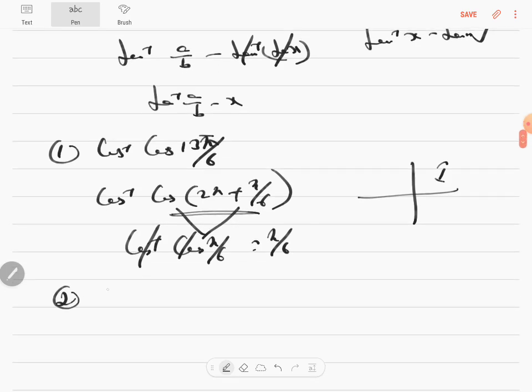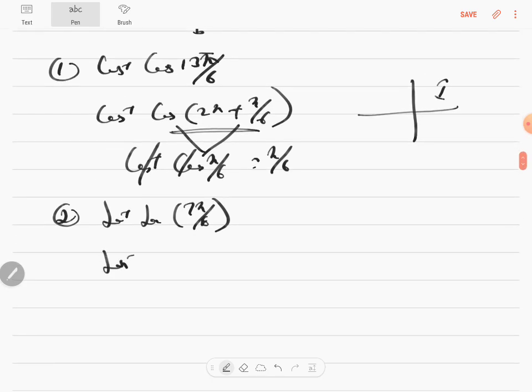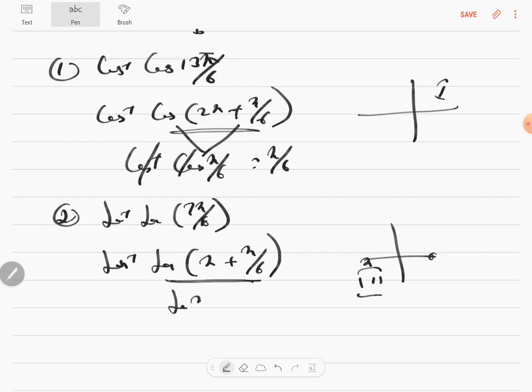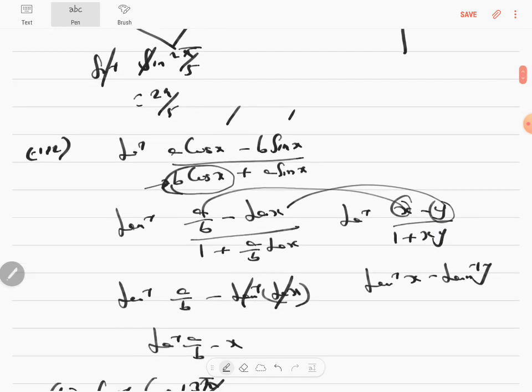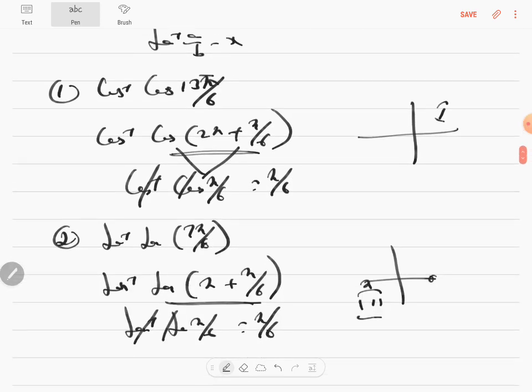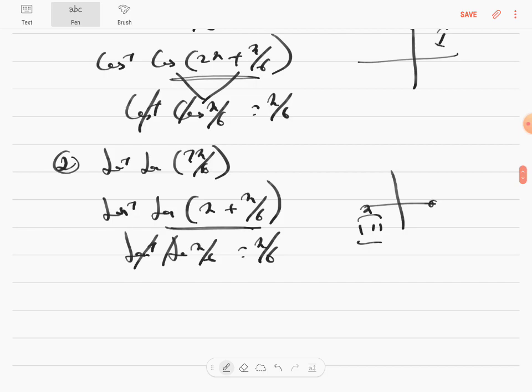Let's go to the second question, which is tan inverse of tan 7 pi by 6, which is tan inverse of tan of (pi plus pi by 6). This is pi plus pi by 6 in the third quadrant, where the trigonometric part is just tan pi by 6, and the tan inverse gets cancelled. So far there has not been any negative argument in this exercise, whatever we have done. Okay, so that's it, and let's go to the ninth question.